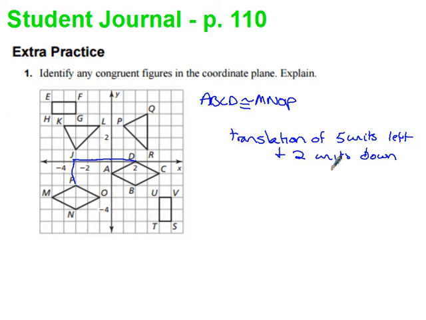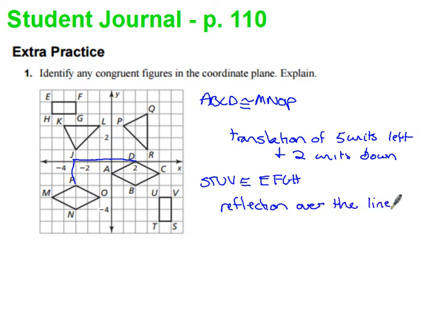Okay, so now let's find a second set. We can also look at STUV. If we look at STUV, it is congruent to EFGH. And if we want to figure out whether it was a reflection, or rotation, or a translation, it is actually a reflection over the line y equals x.